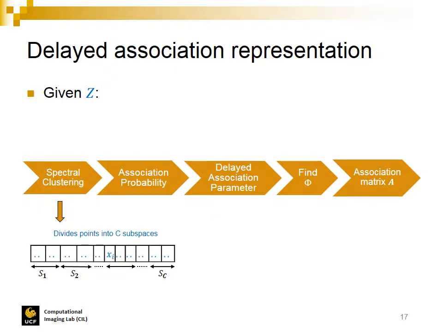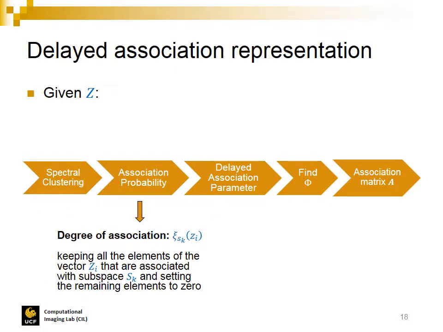Since the optimization framework is not convex with respect to A, we find the initial clusters for points by applying a spectral clustering algorithm that divides points into C separate subspaces using the similarity matrix. Given the hard clusters obtained from the spectral clustering algorithm, we need to determine the likelihood of a point xi belonging to each of the C subspaces, as the degree of association of each point with each subspace.